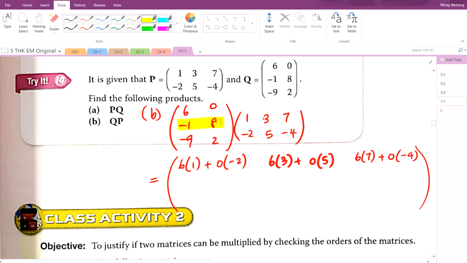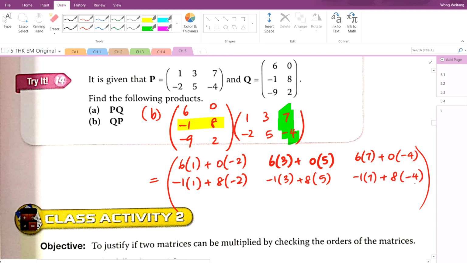Okay, so now moving on to the second row, first column. -1 multiplied by 1 plus 8 multiplied by -2. Then second row, second column, I've got -1 multiplied by 3 plus 8 multiplied by 5. Now second row, with the third column, giving me -1 times 7 plus 8 times -4.